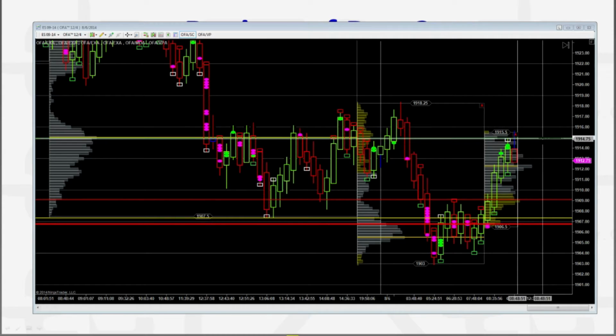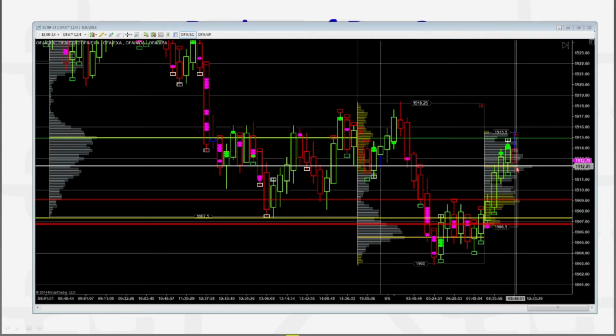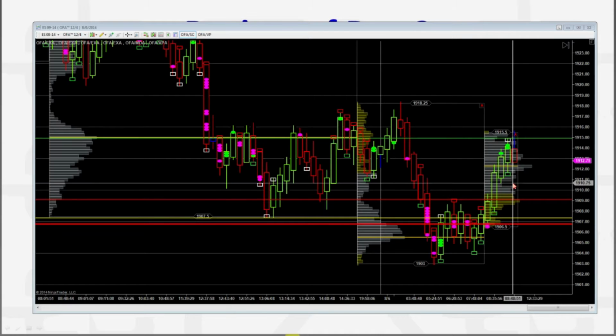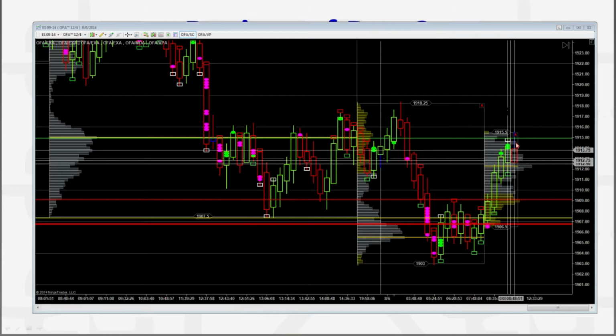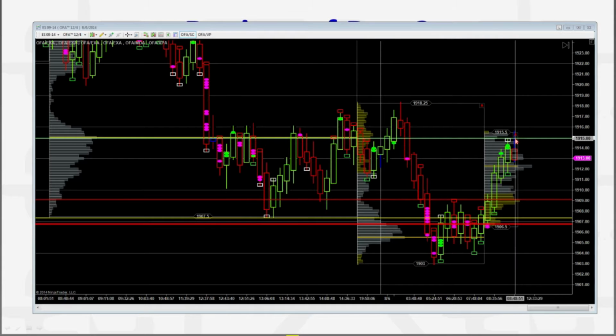All right, we're getting a little bit of a pullback here. VPOC is now sitting at 1225. Again, my first target is right in front of this VPOC from yesterday. So just real quickly, and then I'm going to get back to the content.